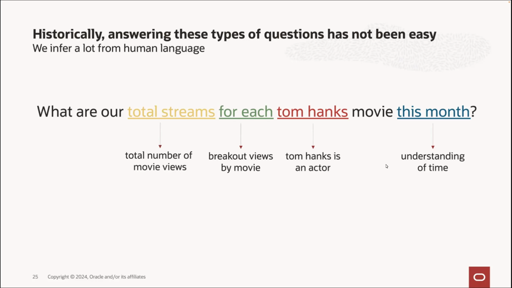We're talking about the total number of movie views, with the total number of streams, obviously. When we say for each, you will have to break up the views by movie, because you want to group by movie. When we say Tom Hanks, you will have to go and fetch specific information within a table that has the actor names, for example.